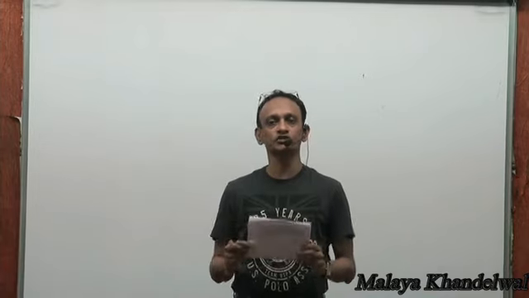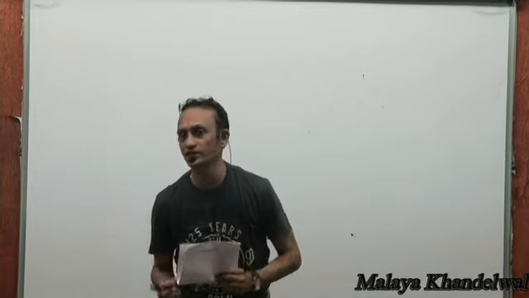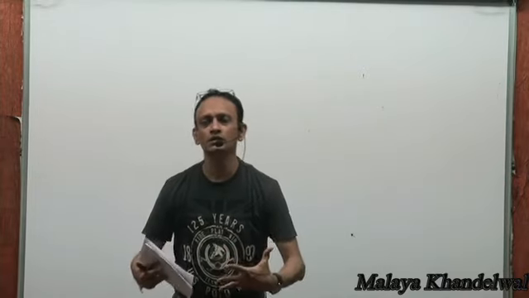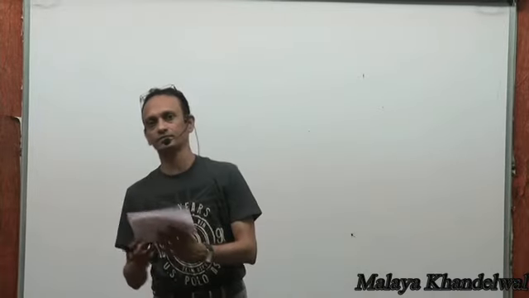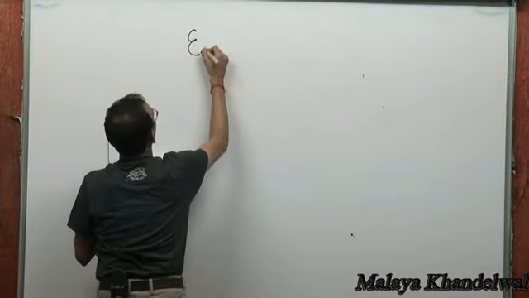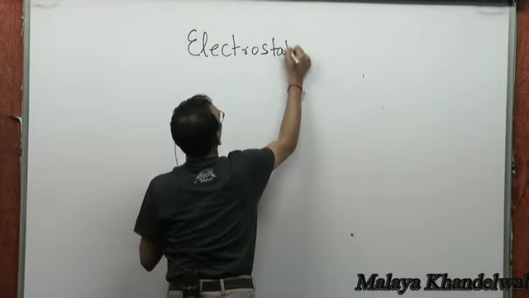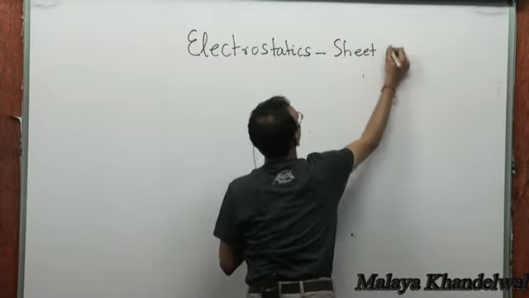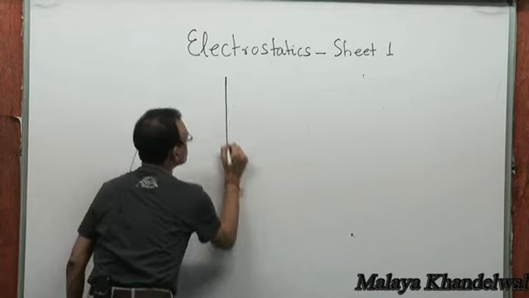This sheet titled Electrostatics Sheet 1 will breed some very basic familiarity with the ideas that we have learned in theory. Once we are done with this sheet, we would have the confidence to move on to the next level of problem solving. But let's look at this to begin with. So, Electrostatics Sheet 1.